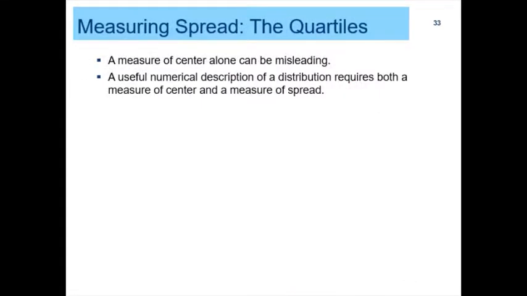A measure of center alone can be misleading, and a useful numerical description of a distribution requires both a measure of center and a measure of spread. We can understand it like this. If we have a distribution like this, and this is the center, then the spread would be from the starting point to the end point. So even if we know the center alone, it is misleading. For that, we have to know the quartiles. So now we understand what the quartiles are.